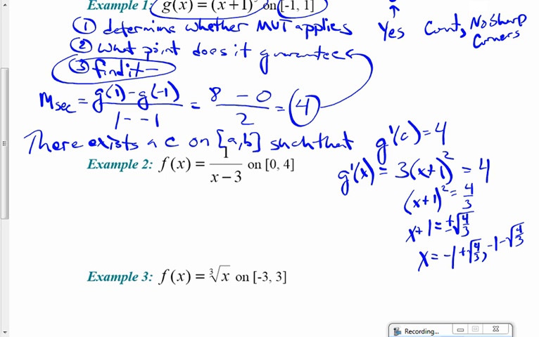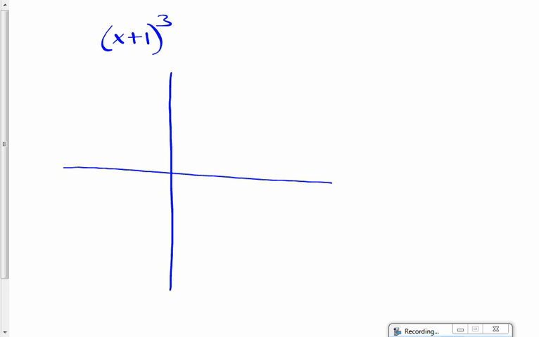All we did was symbolic stuff. Mr. Best, you said earlier that it always gets better with a picture. So let's take a look at a picture. The function was x plus 1 to the third. You know what that looks like? It's this cubic function moved left 1, isn't it?